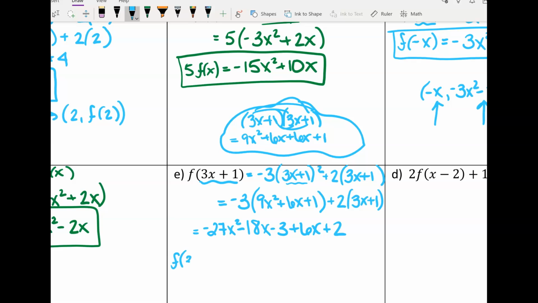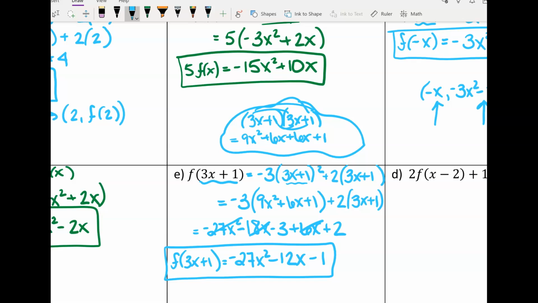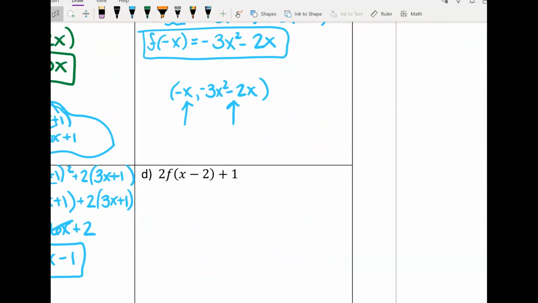My last step, because I see I'm almost done, is that I'm going to want to combine like terms. So the quadratic term, the term with the 2 in the exponent, doesn't have a like term. So it's negative 27x squared. The linear terms, the terms with just the x's, so that's negative 18x and 6x, I get negative 12x. And the constants leave me with negative 1. There's our final answer. Nice. Okay. Remember, you can always pause. You can always rewind. I've got one more for you. Yeah, this is good stuff.